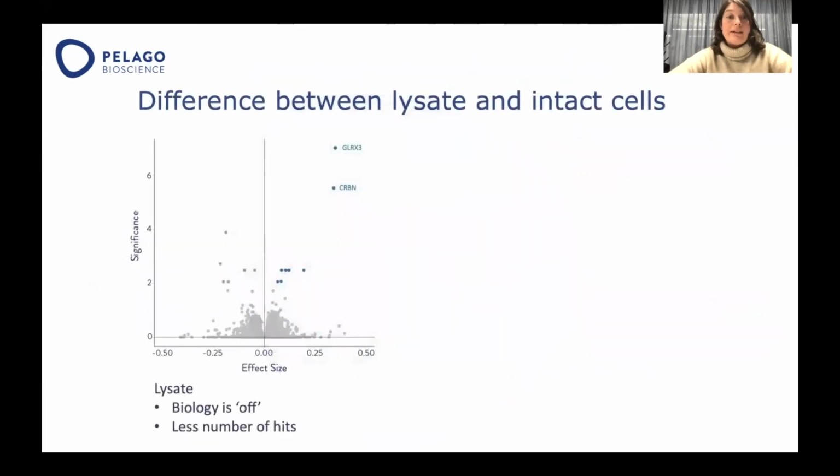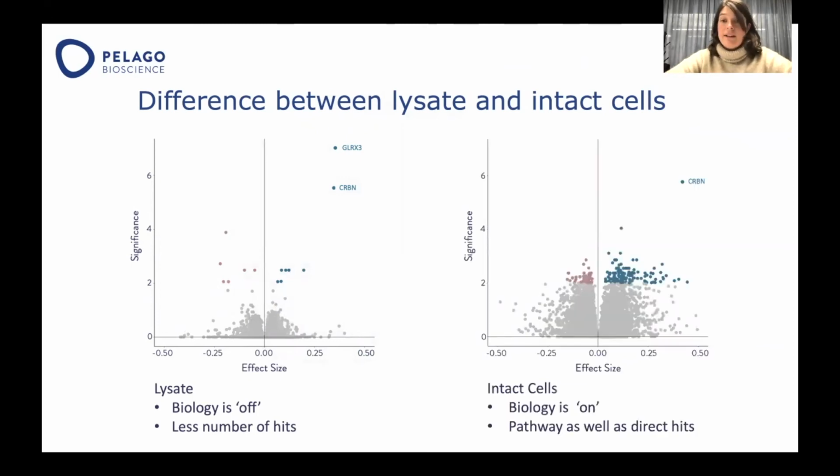So this can look like this. This is an example with pomalidomide in K562 cells. First is the lysate data, where the biology is off. In this, we see direct binding proteins being affected. Comparing this to the intact cell, we have more hits. In addition to cereblon, we see a number of other proteins being affected, and these are not direct binding proteins, but part of the pathway.